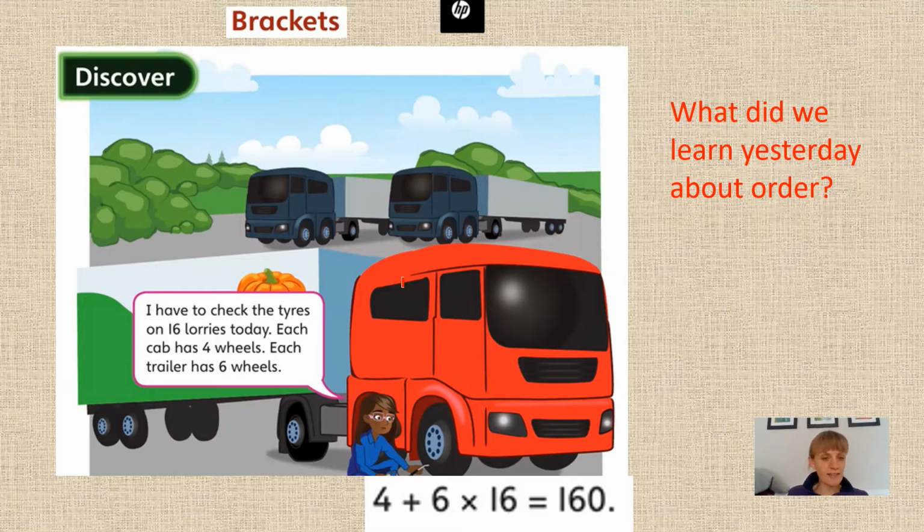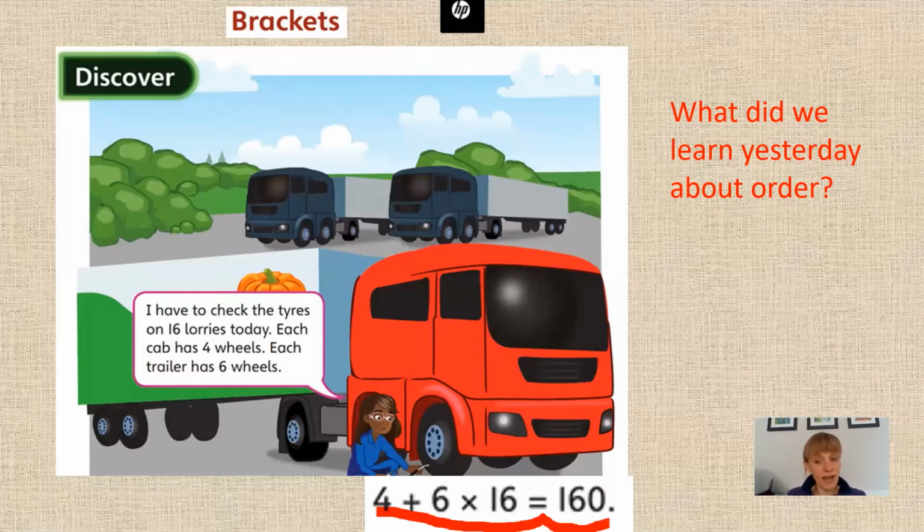Now, if we take a look at our Discover for today, we've got a mechanic down here who's checking all the wheels of all the lorries. Now, she's got to check the tyres on 16 lorries. Each lorry has got a cab, which has got 4 wheels, and a trailer, which has 6 wheels. So she wants to calculate how many wheels, tyres, she's got to check today. Here, down at the bottom, is the calculation that she's written. She thinks she's got to do 4 add 6 times 16, and that will give her 160 tyres to check.